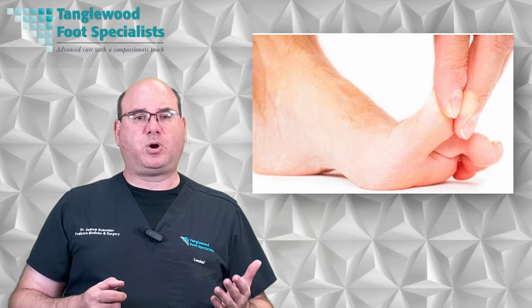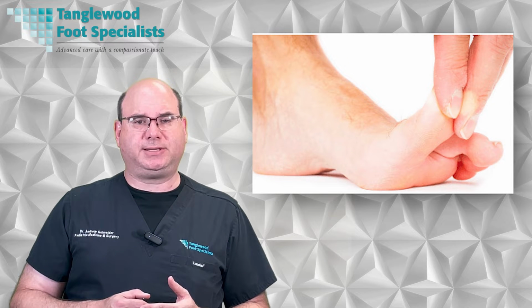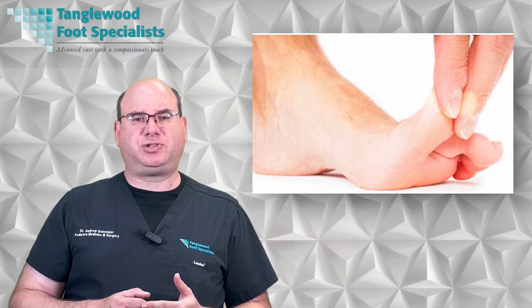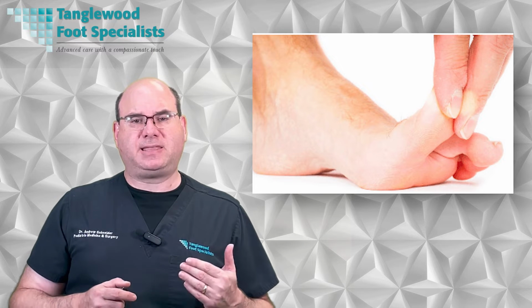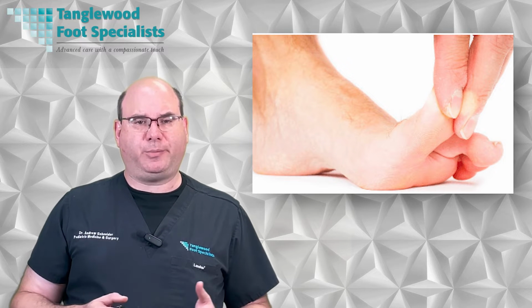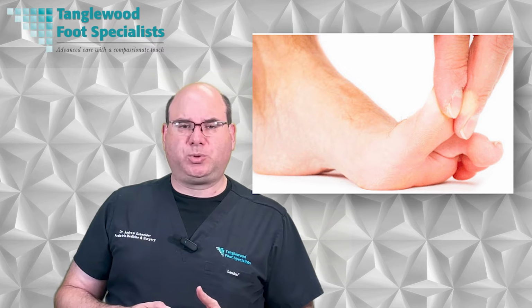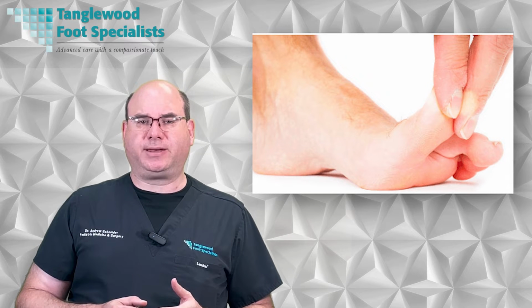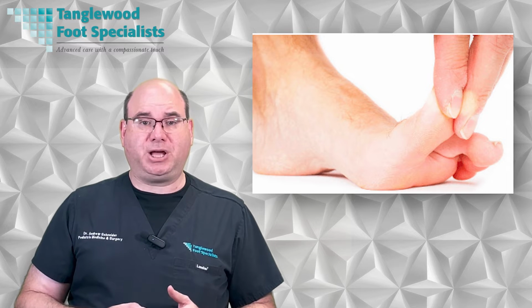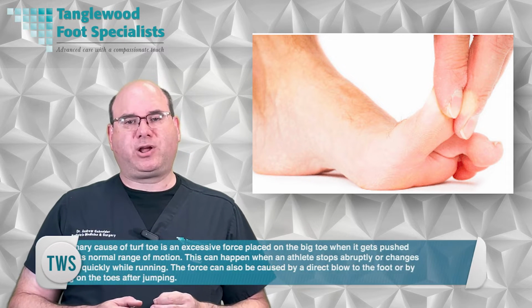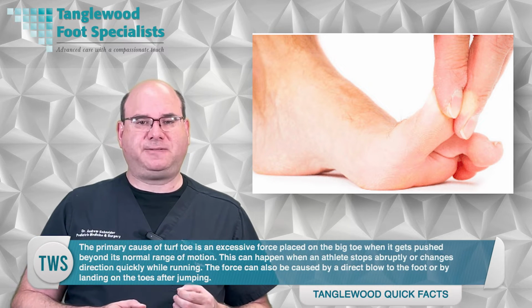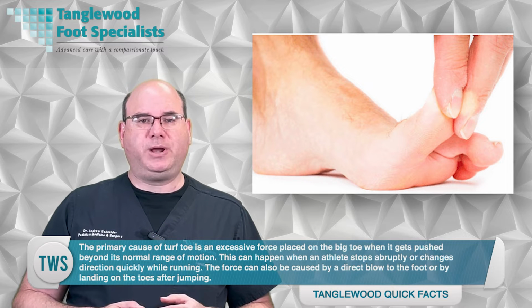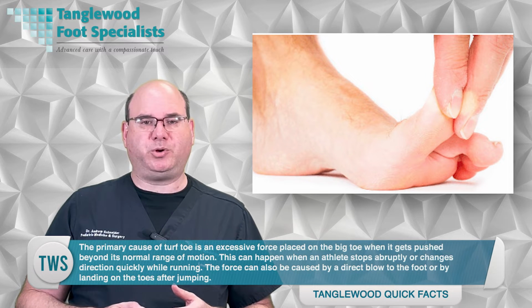Turf toe is a sports-related injury to the big toe joint. It's caused by excessive stretching of the ligaments that connect the bones of the foot to the big toe. This condition can also occur due to a direct blow or sudden force applied to the joint, like when pushing off from a jump. The primary cause of turf toe is an excessive force placed on the big toe when it gets pushed beyond its normal range of motion.